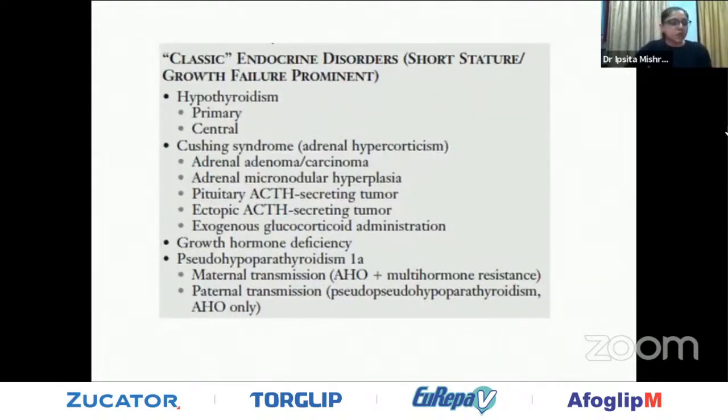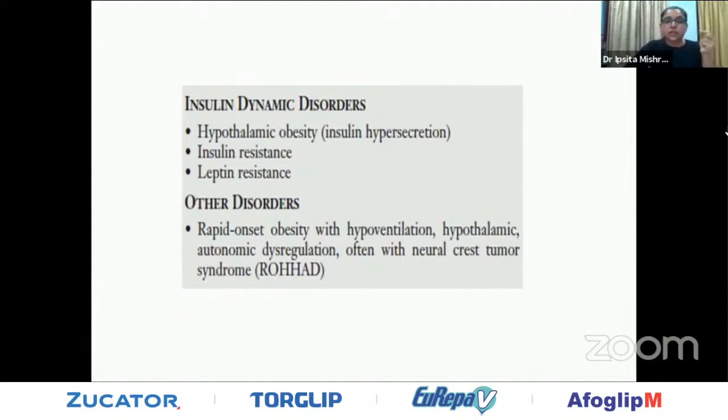Classic endocrine disorders include hypothyroidism, all etiologies causing Cushing's, GHD, and pseudohypoparathyroidism. Insulin dynamic disorders include hypothalamic obesity, which occurs due to any disruption at the level of the VMH, per se insulin resistance, and functional leptin resistance.